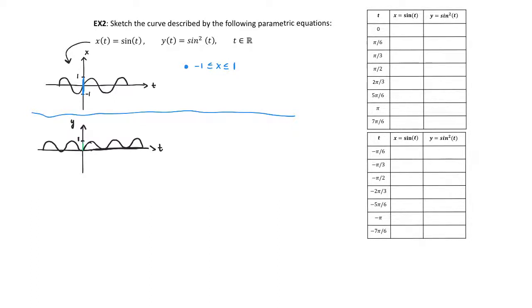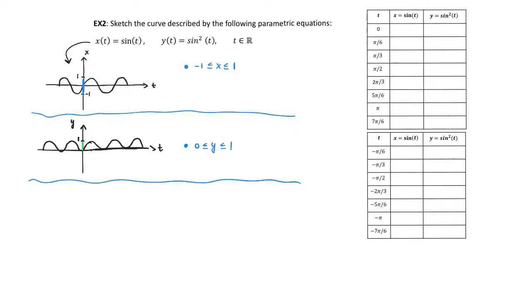So I'm going to go ahead and highlight the interval for the y values of my parametric curve. And I'm going to even make a note of that. I am going to note that 0 is less or equal than y, and y is less or equal than 1.